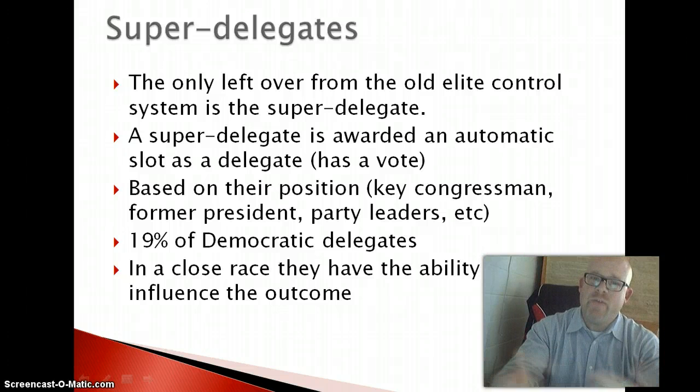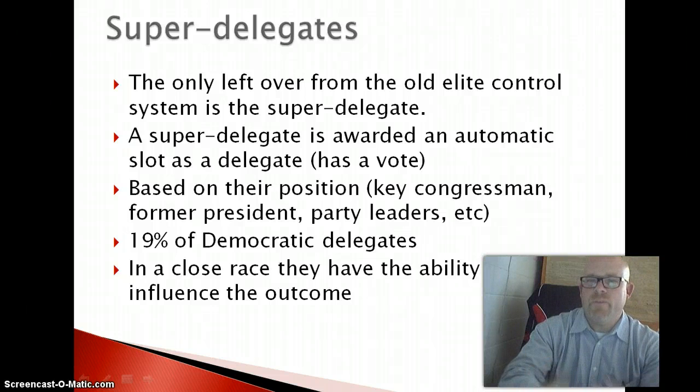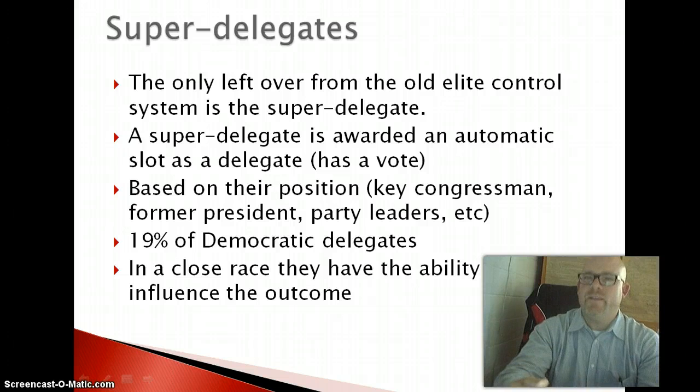This is a leftover of that old elite system, and the superdelegate is basically a seat that is reserved for someone who is very powerful in the party. It's like an automatic vote, an automatic seat. These are given out by the Democratic Party to people who have key positions. It could be a congressman, a former president, or a really substantial party leader. They have a vote in the process along with the other state delegates. The Democrats use superdelegates more than the Republican Party. A little less than 20% of all the delegates are picked by the party and then invited to the National Convention to cast their vote.